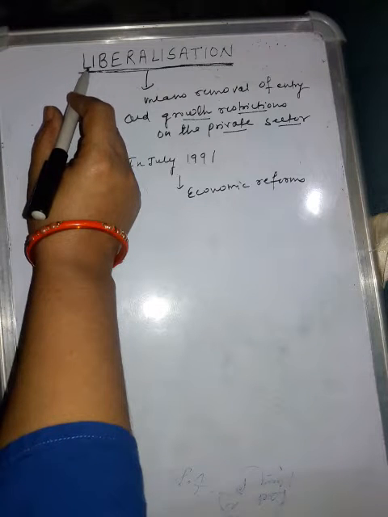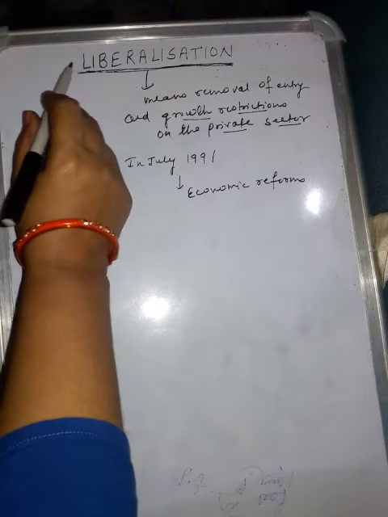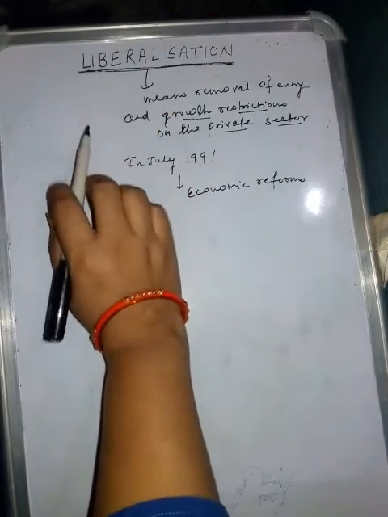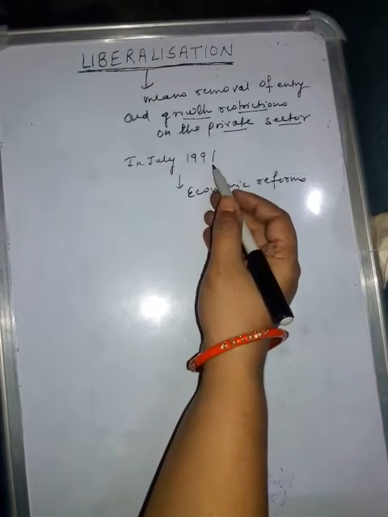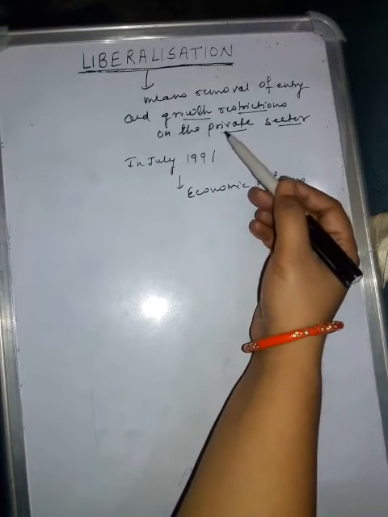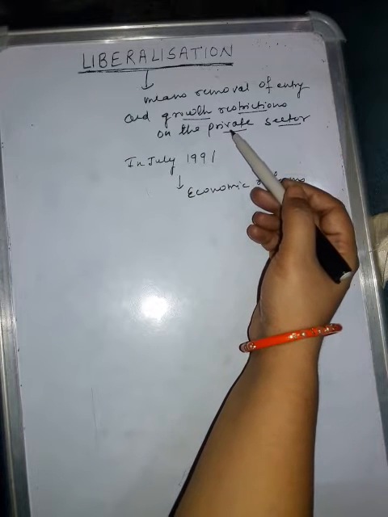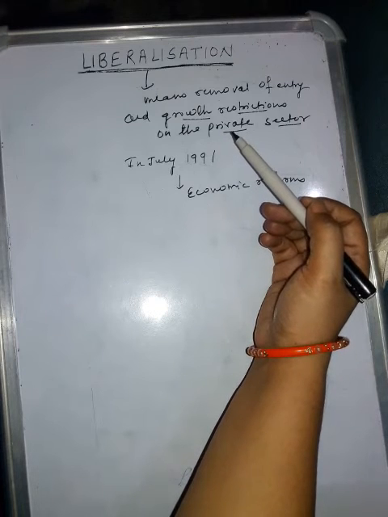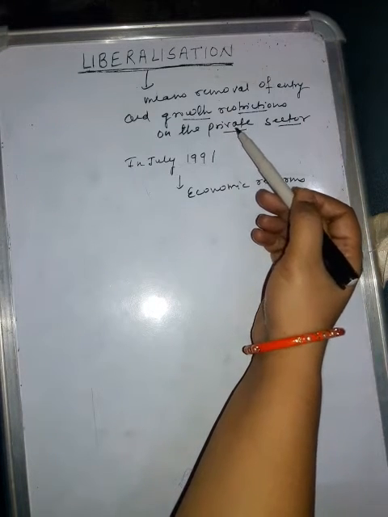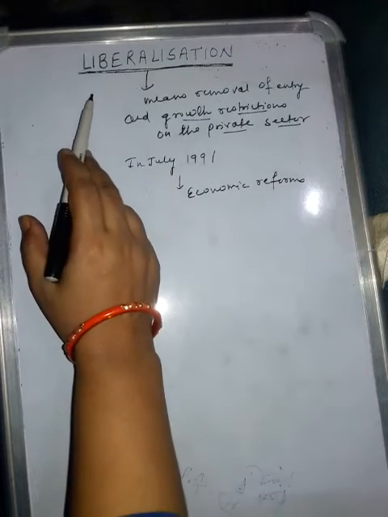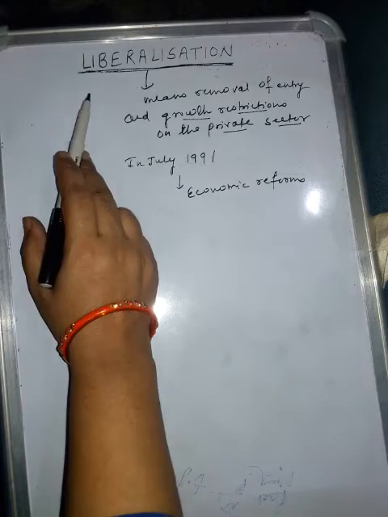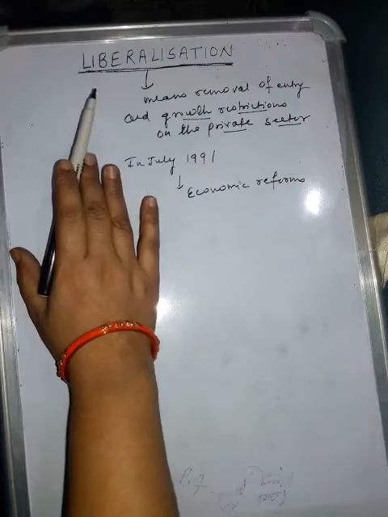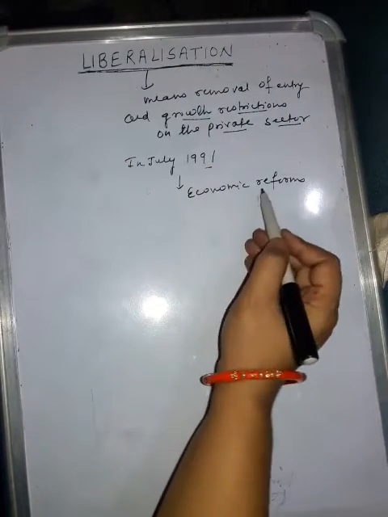Again, what is liberalization? In liberalization, the government removed all the restrictions which were there prior to 1991 on the private sector. Phase wise, the government removed all the restrictions like licensing, quotas, and processes related to export and import. So in the liberalization process, the government reduced or removed all those restrictions in phases in the 1991 economic reforms.